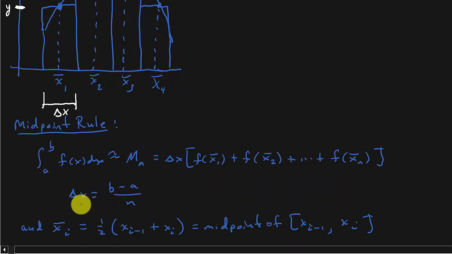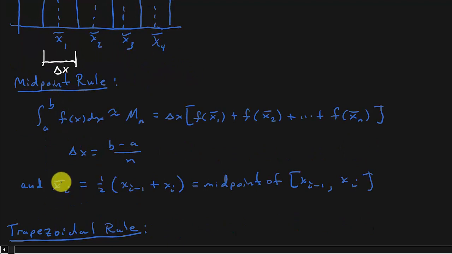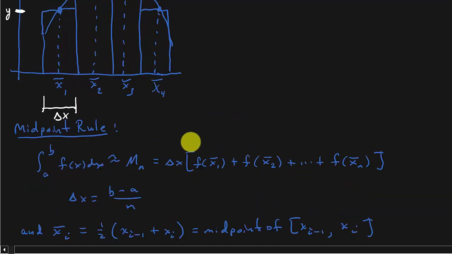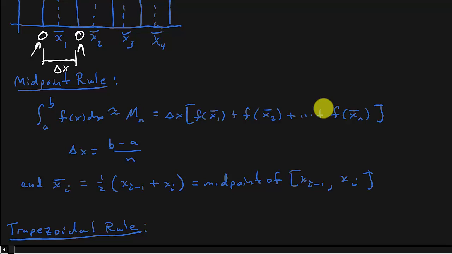And then how do we find delta x? Well, that's b minus a divided by n, where n is the number of rectangles we want. And x bar sub i is equal to 1/2 times x of i minus 1 plus x of i, which equals the midpoint of that interval. If you have two values here and here, how do you find that midpoint? You add them and divide by 2. That's all you're doing to find that midpoint.